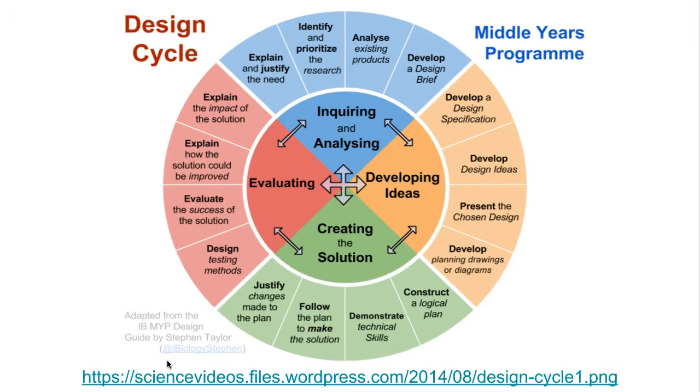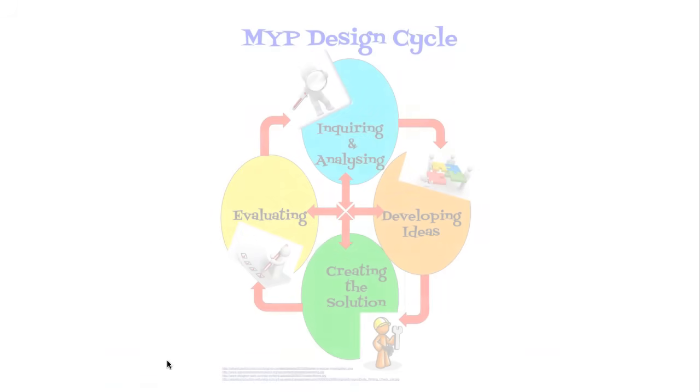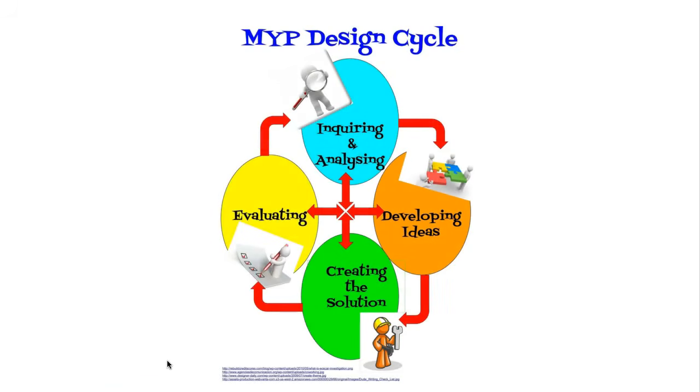This is the design cycle used by the International Baccalaureate Middle Years program. Now, there's a lot of information on this graphic. Since this is the first time you're using it, it might be easier to get rid of some of the details and just start with the main ideas. There are four main steps to the design cycle: inquiring and analyzing, developing ideas, creating the solution, and evaluating. Let's talk about each one separately, then we'll look at how they work together.